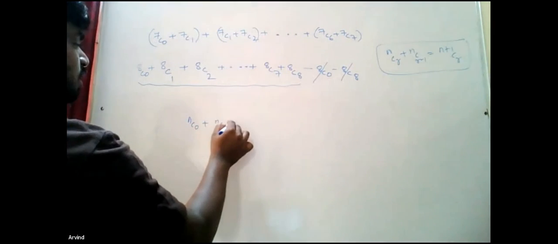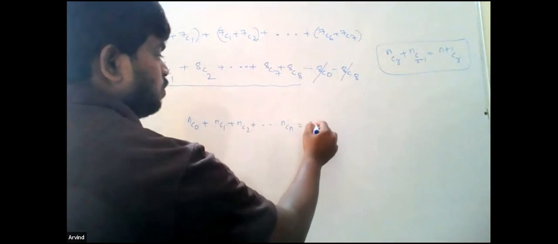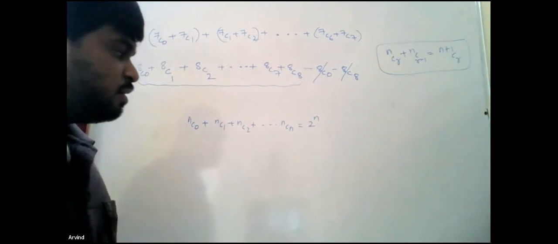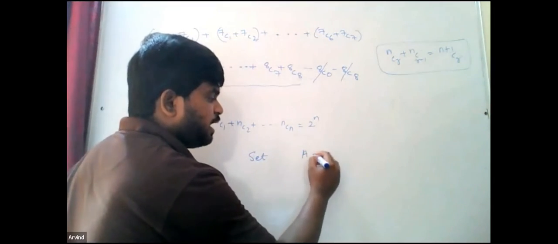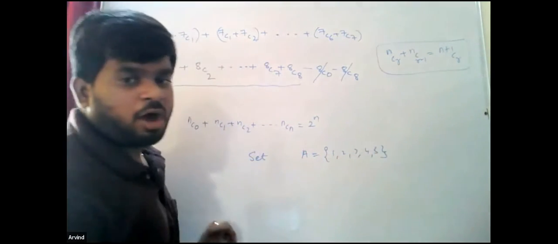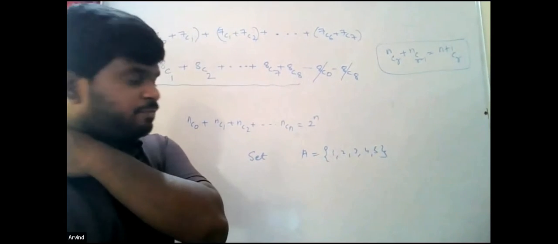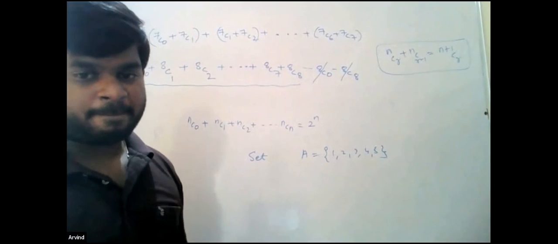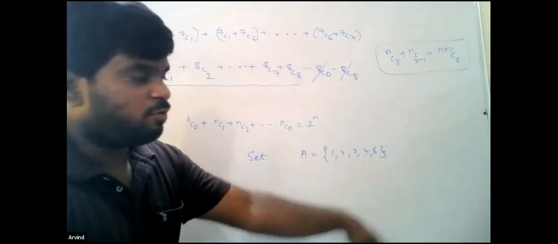NC0 plus NC1 plus NC2 plus so on up to NCN is equal to 2 to the power n. Actually, this formula is also used in the sets chapter. Suppose there is a set A is equal to 1, 2, 3, 4, 5. How many subsets do you get? What will be the formula?